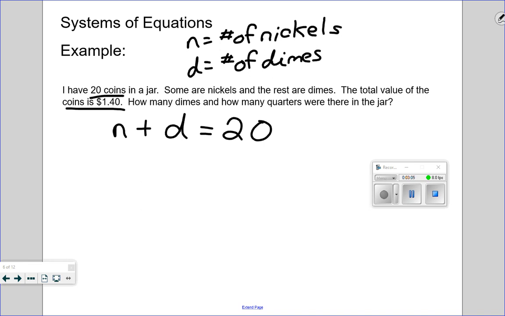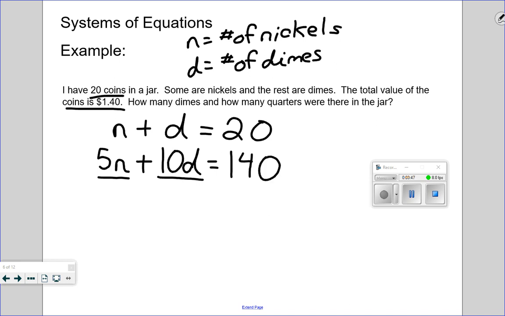Now, to do this, I'm going to have to set up an equation where I'm calculating how much money I have. If N is the number of nickels I have, in order to calculate how much money that is, I take the number of nickels I have and I multiply it by 5. So 5 times N tells me how much the nickels are worth. Since dimes are 10 cents each, I take my dimes and I multiply that by 10. So if I take the value of the nickels, which is 5 times N, plus the value of the dimes, which is 10 times D, that should equal $1.40. And I have to write that as 140 cents.